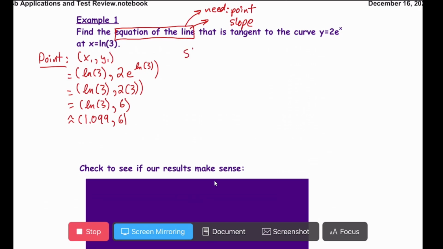Next up, we need our slope. We know our original function, y equals 2e to the x. We know that the function that gives us the slope of our original function is the derivative. So I want to find the derivative, y prime. And hey, we already know this is a special function. The slope, or the derivative function, is just going to be the same as the original function, so it's going to be 2e to the x.